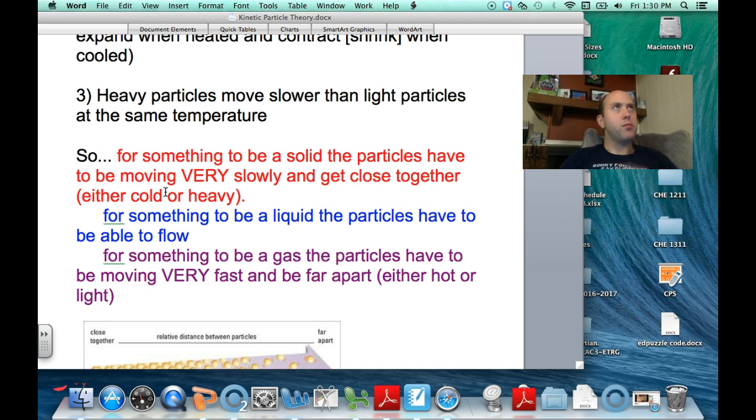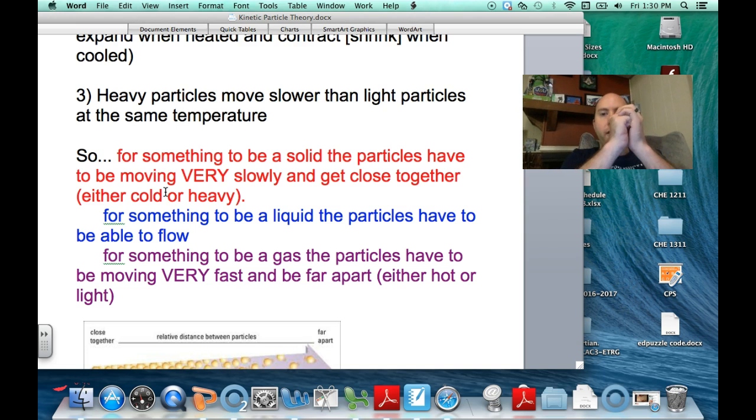So, again, ice. Ice is a solid. Why? Because the particles are really, really slow, because ice is very cold. And because the particles are moving slowly, they're very close together, and we talked in the last lesson about attraction. And when things are very close together, the attraction is much, much more. So it becomes a solid.